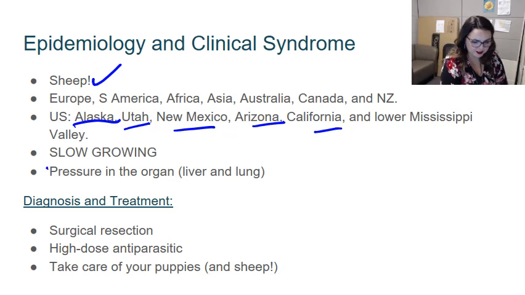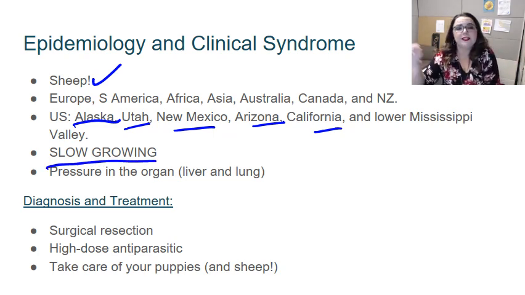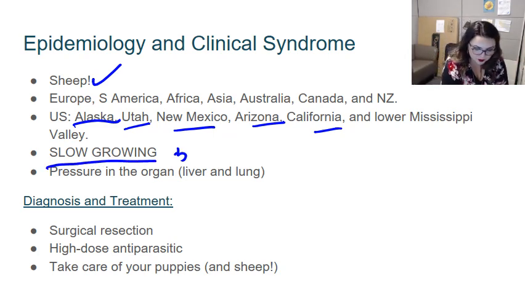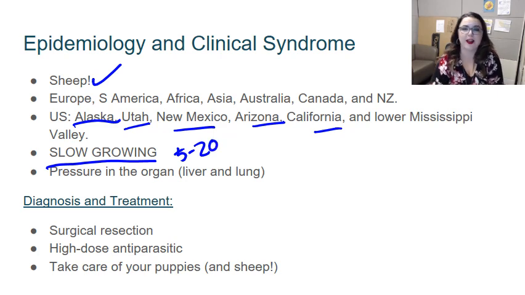The cysts for E. granulosus grow really, really slow. 5 to 20 years may pass before any symptoms appear. So you might have done this camping trip when you were 15, but you're not feeling it till you're 35. So just something to keep in mind. In some cases, the cyst might even be as old as the patient.